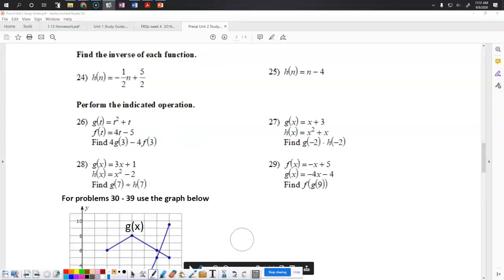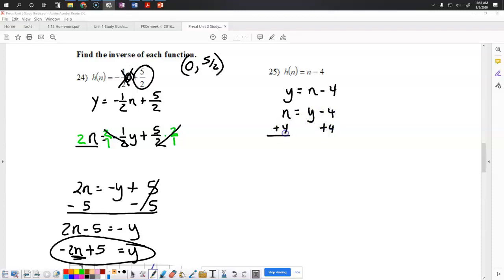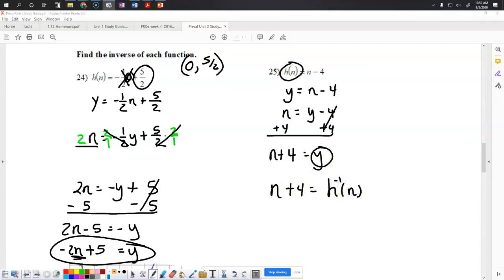Let's go ahead and take a look at the next one there. Same thing. This one's a little bit easier, actually. Replace the h of n with y, switch the h and n around, and get y by itself. This one was a little bit easier to get the y by itself. And I didn't do this in the last one, but you can. We can replace the y with this symbol here, but now that it's an inverse, we put a little negative 1. So you could do the same thing here with this one, replace the y with h inverse of n. And that's how you do inverses.